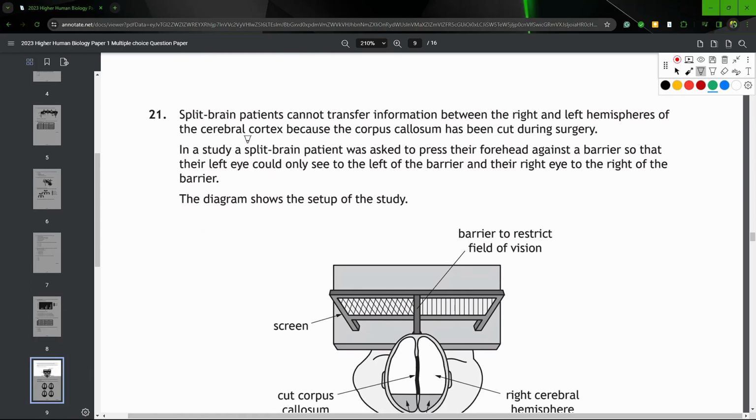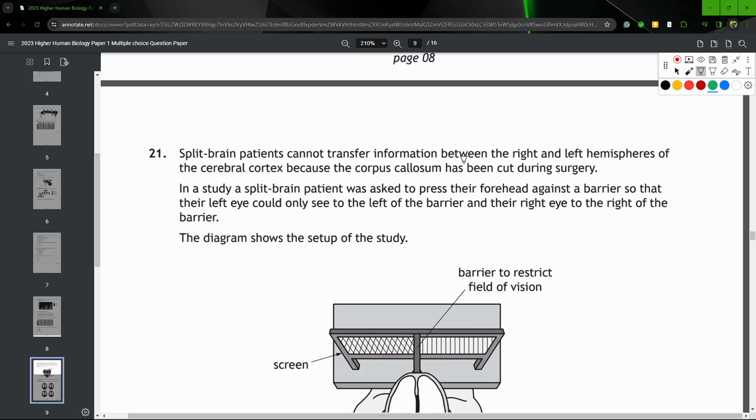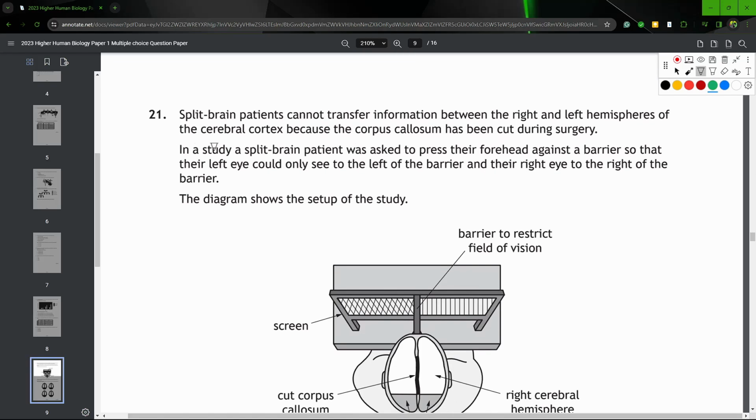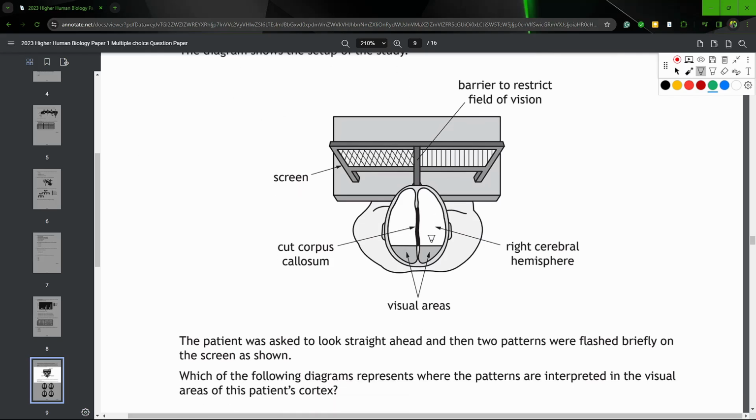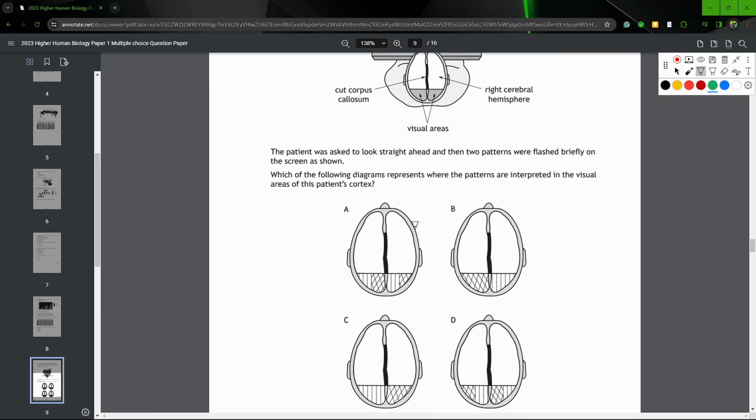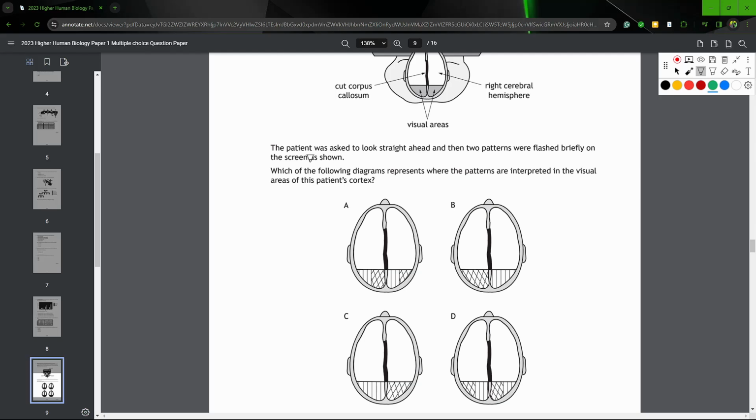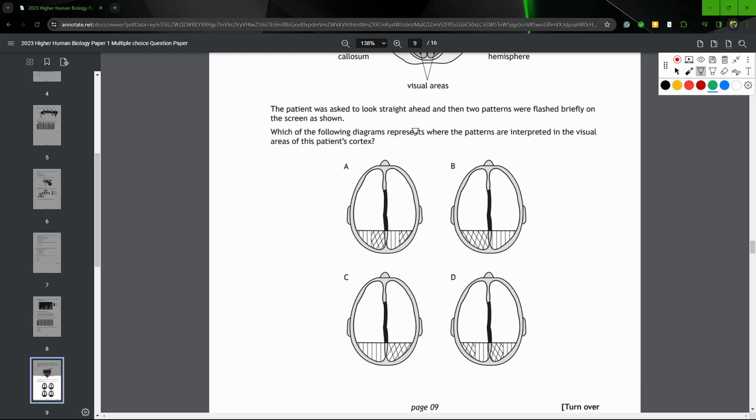Moving on to 21. Split brain patients cannot transfer information between the right and left hemispheres of the cerebral cortex because the corpus callosum has been cut during surgery. In a study, a split brain patient was asked to press their forehead against the barrier so that their left eye could only see to the left of the barrier and their right eye to the right of the barrier. The diagram shows the setup of the study. The patient was asked to look straight ahead, and then the two patterns were flashed briefly on the screen as shown. Which of the following diagrams represents where the patterns are interpreted in the visual areas of this patient's cortex?